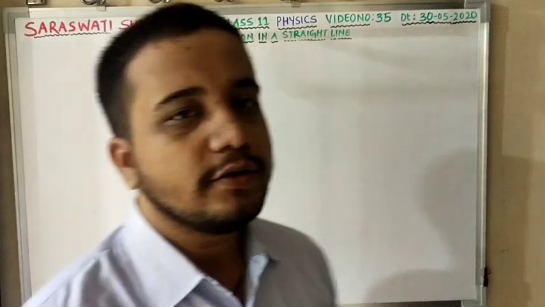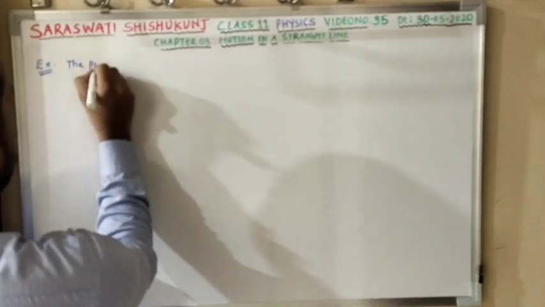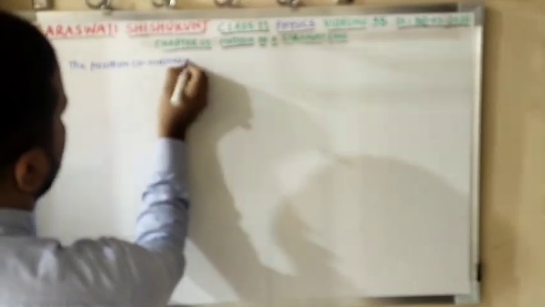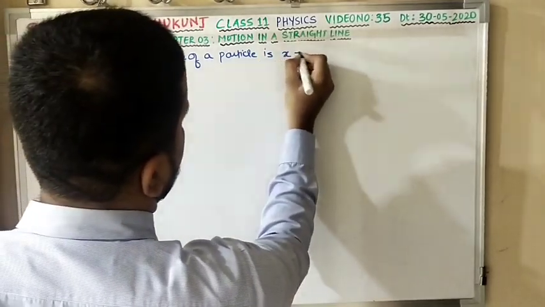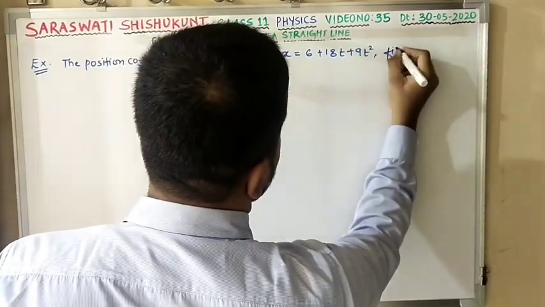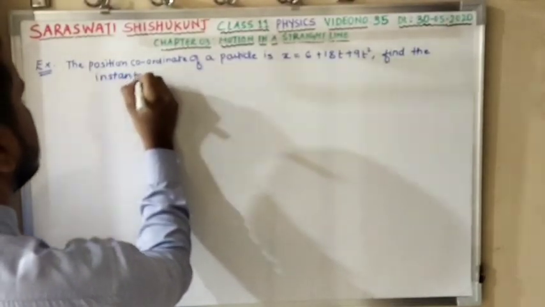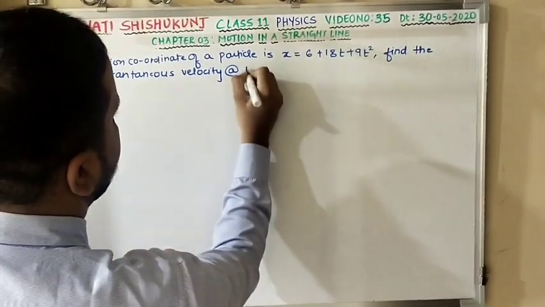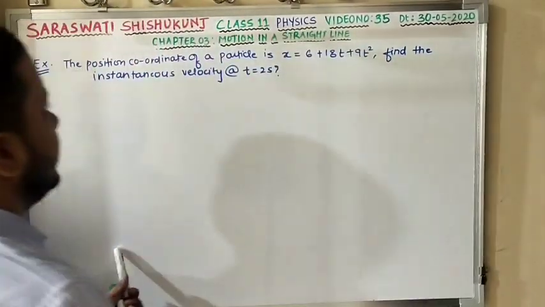The very first numerical we are going to discuss today is: the position coordinate of a particle is x equal to 6 plus 18t plus 9t square. Find the instantaneous velocity at t equal to 2 seconds. Now remember, one important word they have mentioned, that is instantaneous.